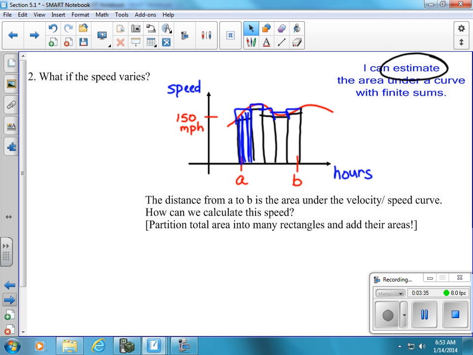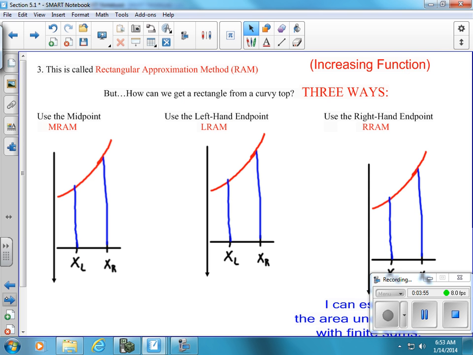Okay, so this distance here is the area under the velocity or the speed curve. We calculate this by adding the rectangles. And notice the area under the curve is actually the integral, or the distance that the vehicle or the particle travels.